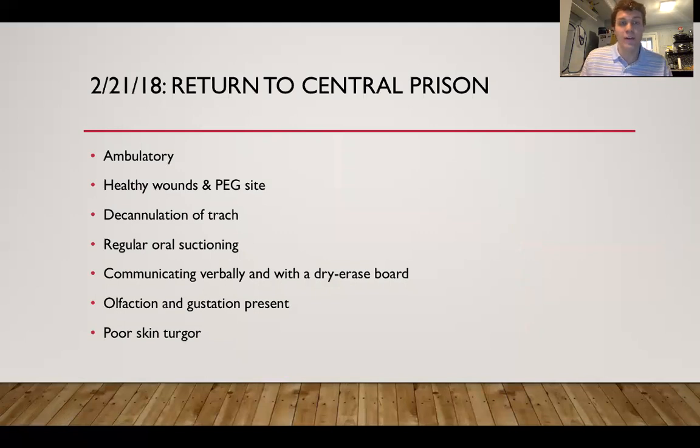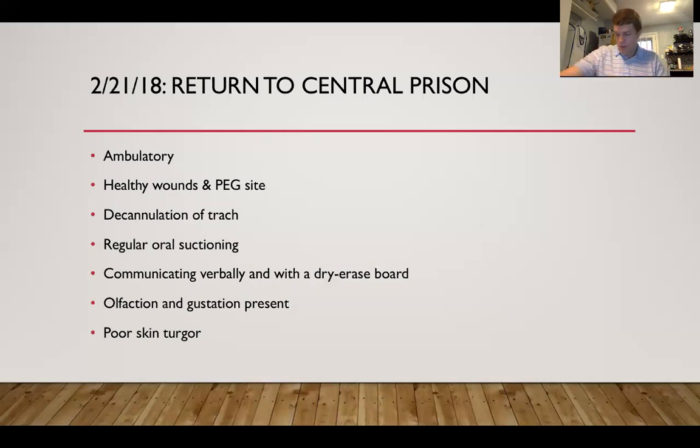He was walking around. His wounds looked very healthy. The PEG site looked very healthy. His trach had been decannulated. He required regular oral suctioning, especially when you would talk to him. He would very regularly have to suck out some saliva in his mouth. He was able to communicate verbally, but he did use a dry erase board a lot, because he was getting a little frustrated sometimes, as he was a little difficult to understand and had to constantly suction. So he would use a little piece of laminated paper with a dry erase marker, and that's how we communicated a lot.